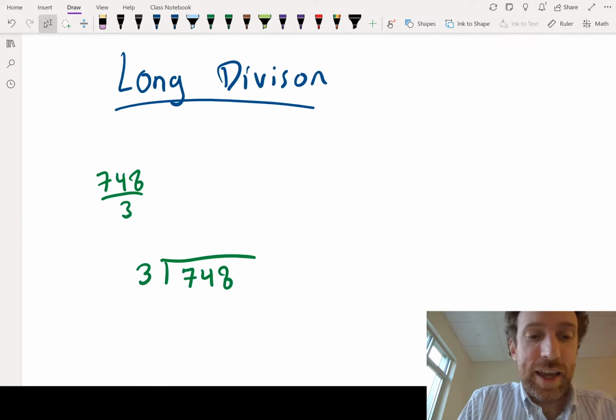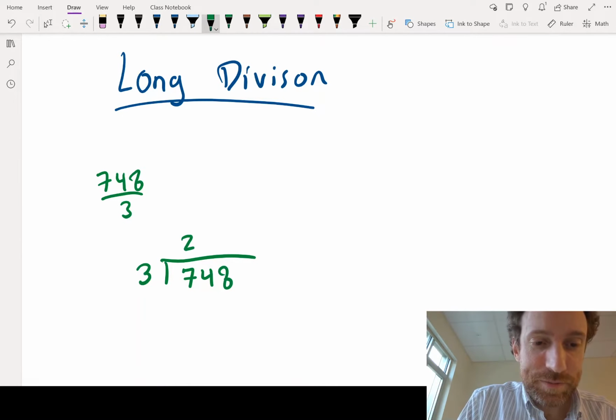And you'd say, how many times does 3 go into 7? And the answer is 2. And then multiply. 2 times 3 is 6. And subtract. Go ahead and bring down the 4.